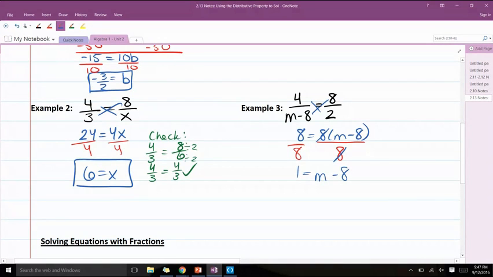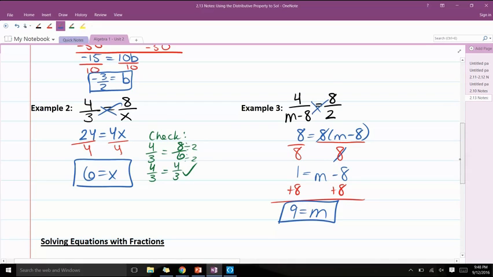So we have 1 equals m minus 8. We all know we want to add 8 to each side. And so we end up with 9 equals m. Nice work. Okay, so that's the first installment today. You've seen how we can use the distributive property and cross multiplication to solve proportions.